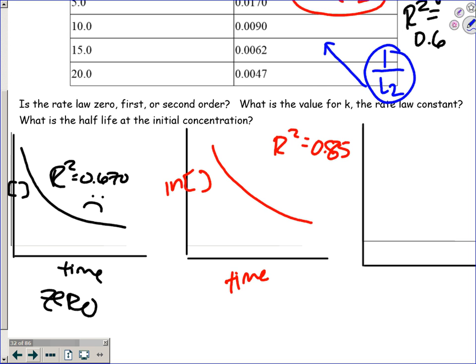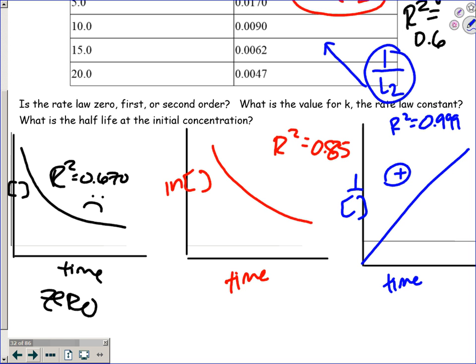So 1 over that gives you 1 over the concentration. So 1 over the concentration versus time. What's the R squared value? 0.9 and some change. Okay, so definitely this is the most correlated, most linear relationship we have. I know it didn't start at 0, but it's a positive slope. Just remember that one was positive.